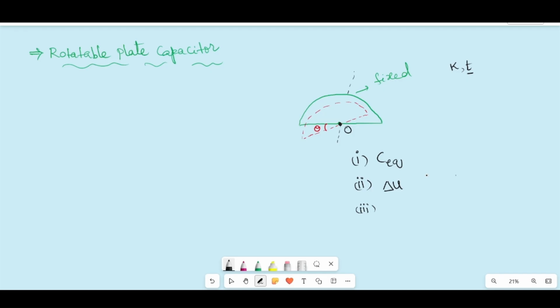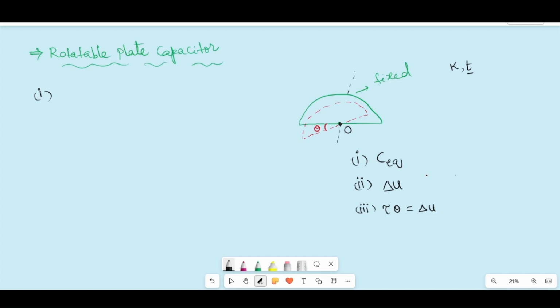We can use mechanics. The moment of force times angular displacement is nothing but delta U. For example, moment of force is tau and angular displacement is theta. For any angular displacement, it should be equal to the change in energy. Okay, that is the moment of force. These three things we'll calculate. Let us see the step by step process. The first one, calculation of equivalent capacitance.